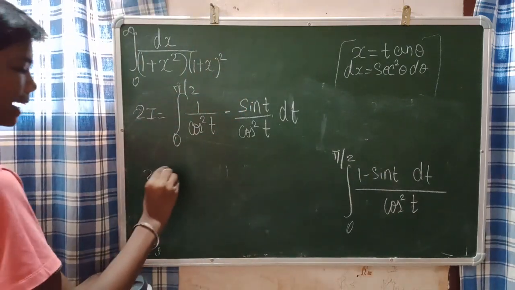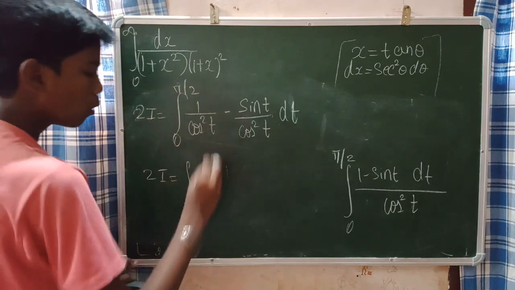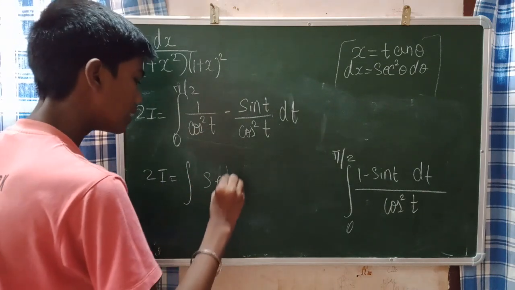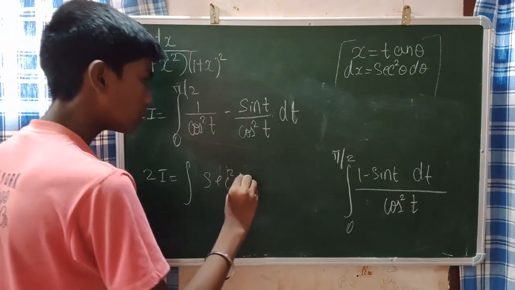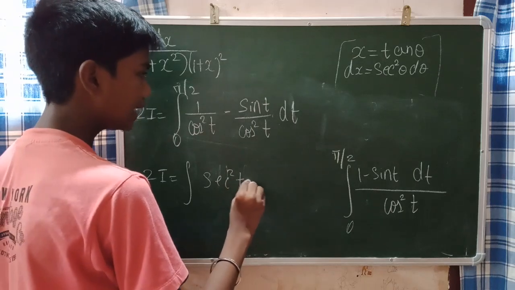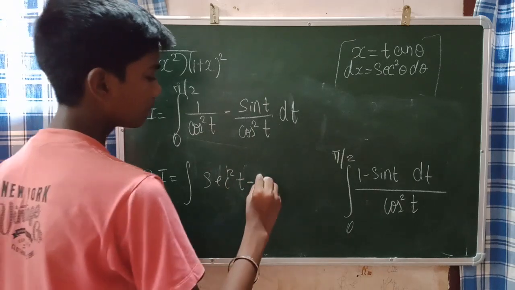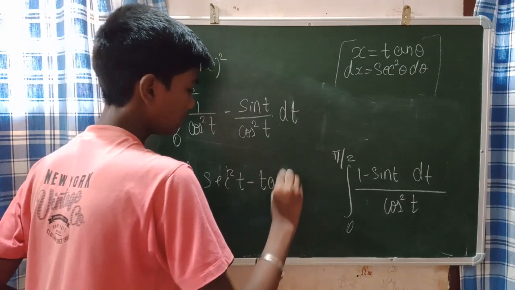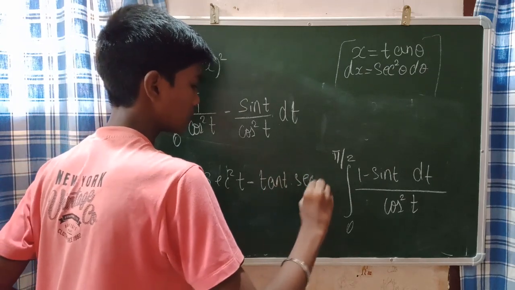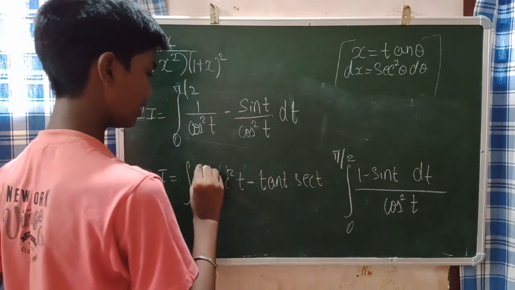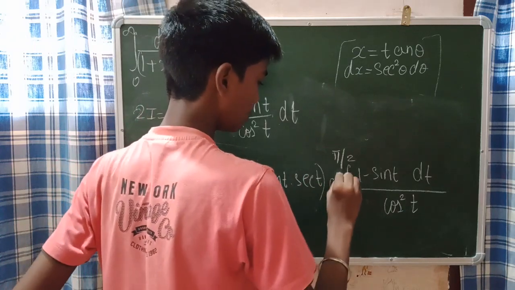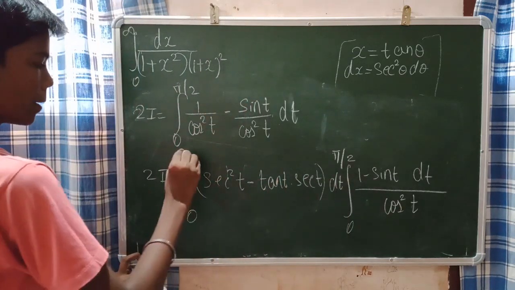Now I can write the same integral as 2y is equal to the integral of, what is 1 by cos square t? Secant square t. What is sin t divided by cos square t? That is tan t into secant t, dt, from 0 to pi by 2.